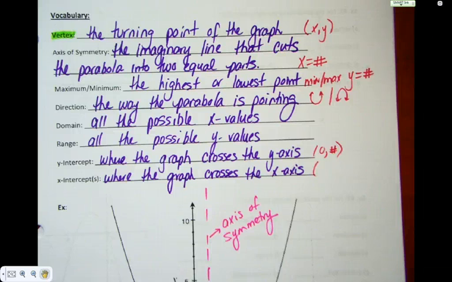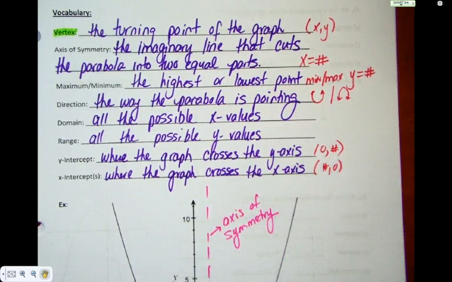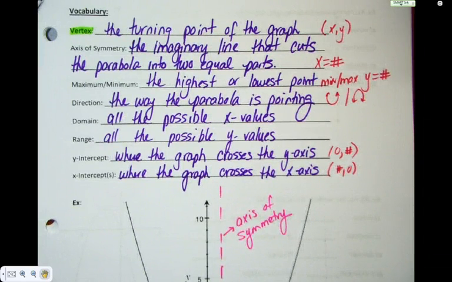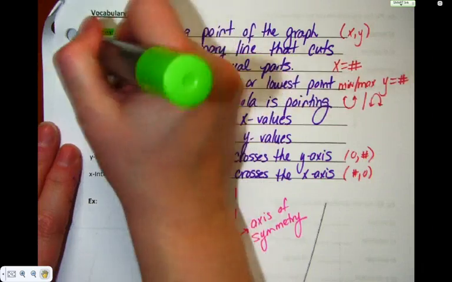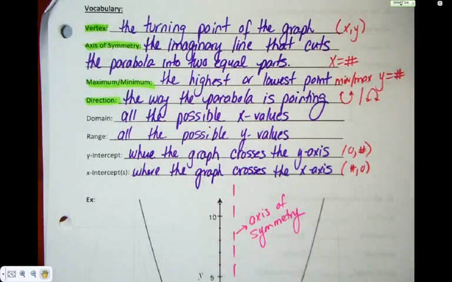Give me the general form of an x-intercept. Number then 0, because we know the y value is 0. So in terms of the words that are new, vertex is new, axis of symmetry is new, max min is new, direction is new. The rest are just general terms for any kind of graph.